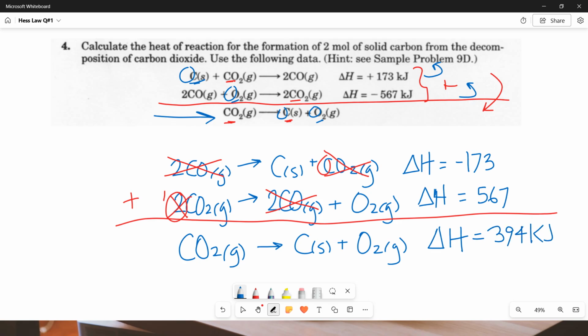Now, before we stop, I want to go back to the problem. It wanted to know 2 moles of carbon solid, and we have 1. So my final answer is going to have to be multiplied by 2, and so the final answer is going to be a positive 788 kilojoules for this reaction. Okay, so there's application of Hess's law.